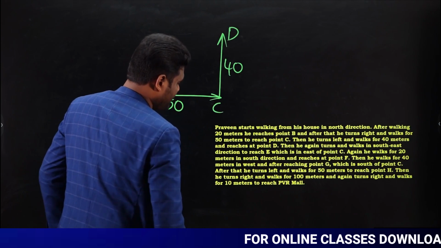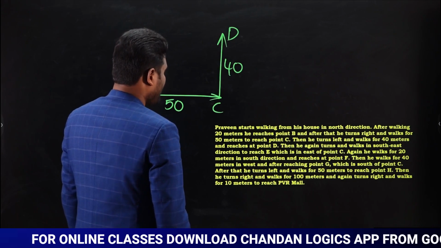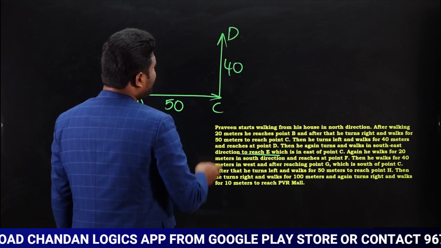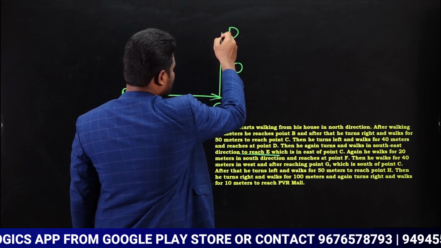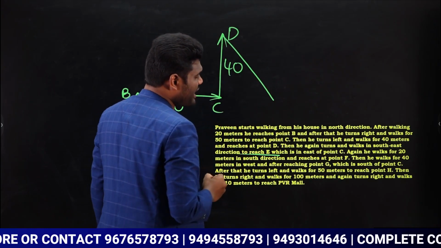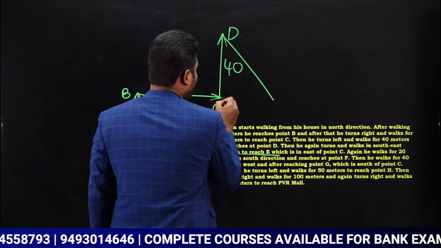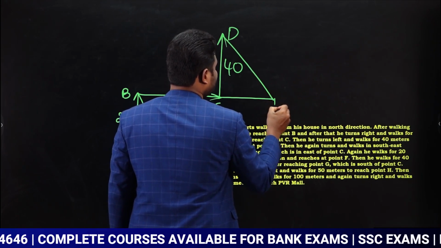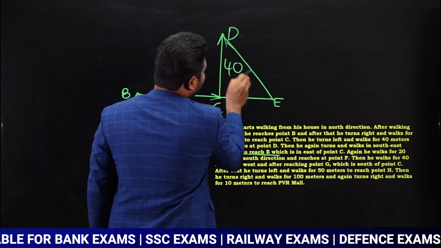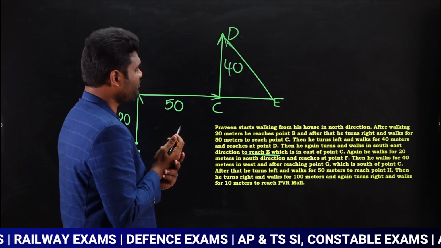Next, he again turns and walks in the southeast direction to reach point E, which is in the east of point C. Southeast direction means this is south, this is east. Now he is traveling in this way to reach point E. Point E is east of C, which means this is point E. He traveled towards the southeast direction to reach point E, which is east of point C.